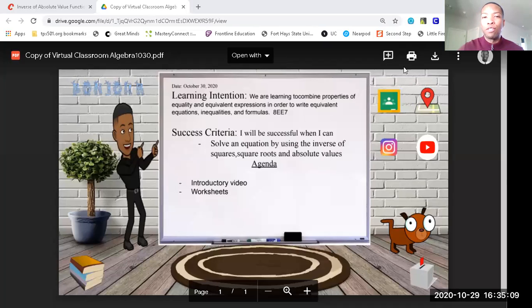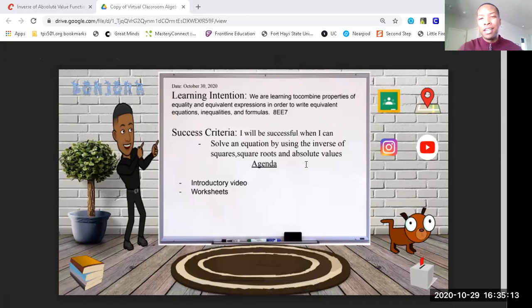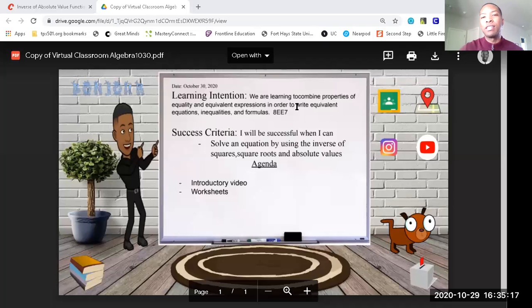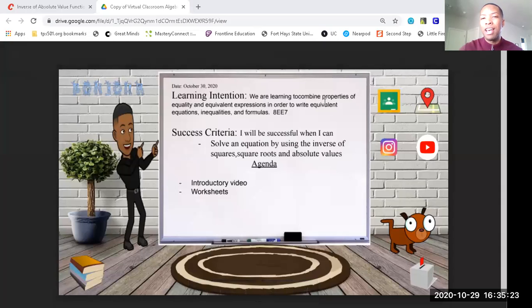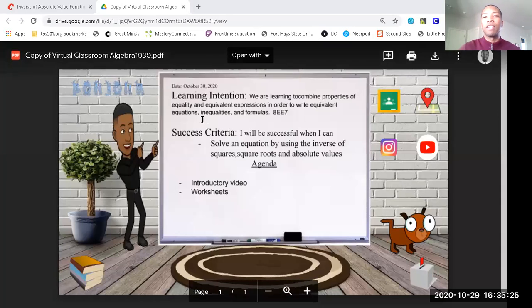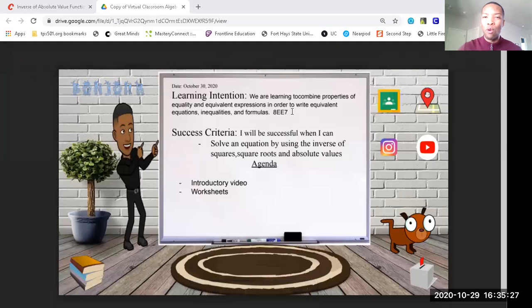All right. So for today's lessons, we're going to be focusing on square roots, squares, and absolute values. For the learning intention, it states that we're going to be learning to combine properties of equality and equivalent expressions in order to write equivalent equations, inequalities, and formulas. And we're still focusing on standard 8EE7.